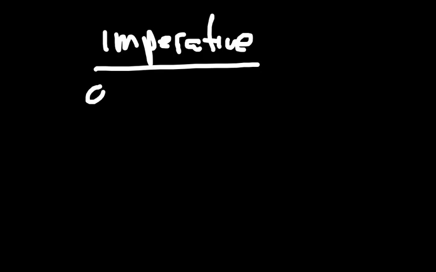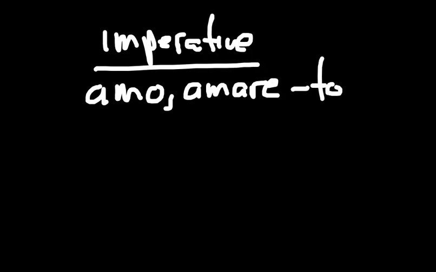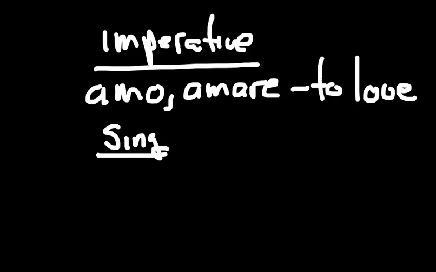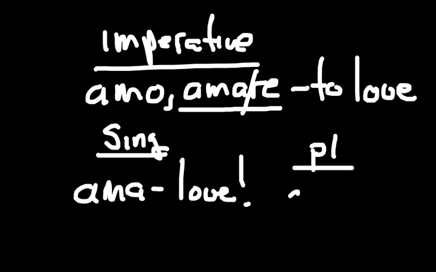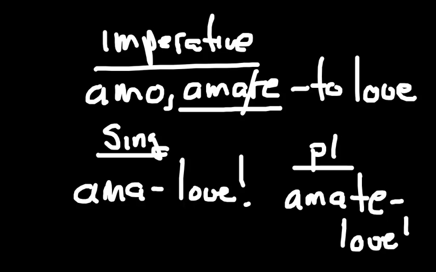So, let's say for the imperative, say we're given amo, amare, which means to love. So if you were going to command somebody to love something, in the singular, all we would do is look at this second principal part, the infinitive, drop the RE, and we would have ama, love. And in the plural, we would have ama, we would add te, amate, all of you, love. So, that's all there is to it.